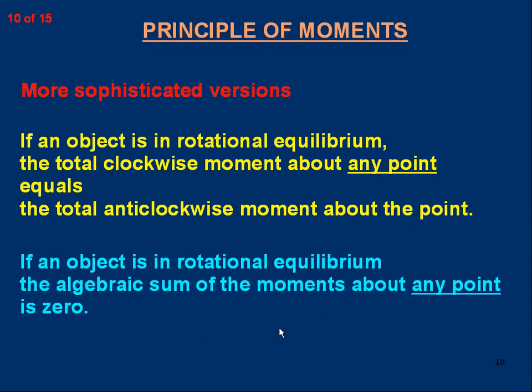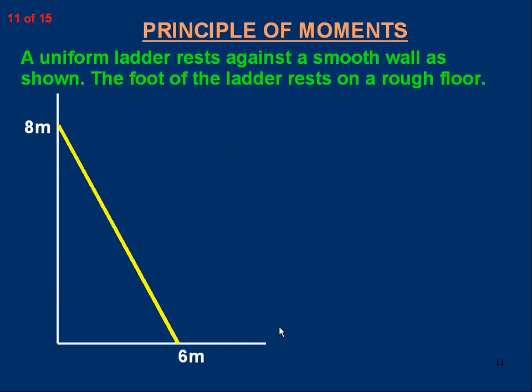Let's use this. Here's a quite difficult problem. A uniform ladder rests against a smooth wall as shown. So look at the diagram. The yellow line is the ladder. The vertical white line is a wall. The top of the ladder is 8 metres high. The foot of the ladder is 6 metres away from the wall.